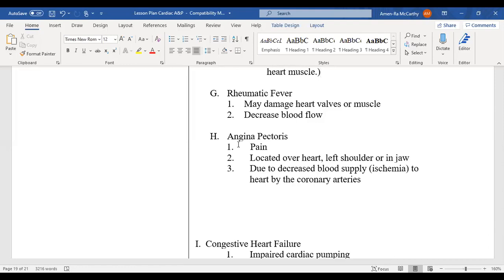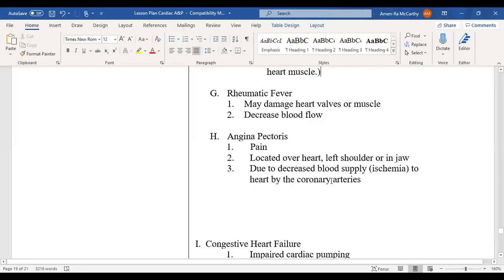What causes angina pectoris? Decreased blood supply to the heart by the coronary arteries, which is also what? Decreased blood flow is called what? Ischemia. Yeah, ischemia. It's all right. Ischemia, right there in the notes. Ischemia is lack of blood flow to an area.